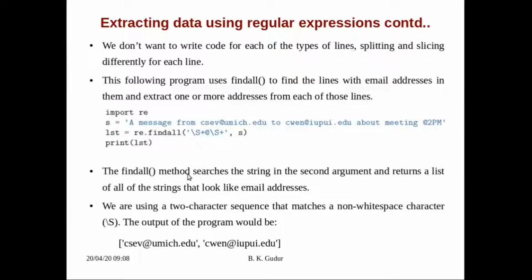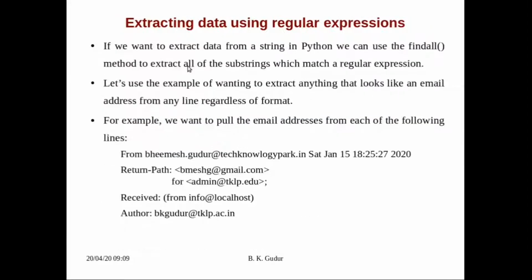How can we do that? We don't want to write code for each of the types of lines, splitting and slicing differently for each line. Because if you see here, you have From, then a space, then one string before the at. Whereas here you have Return-Path, then a colon, then a less than symbol, and later you have the email ID. Whereas here you have for and then a less than symbol, and then you have the email ID.